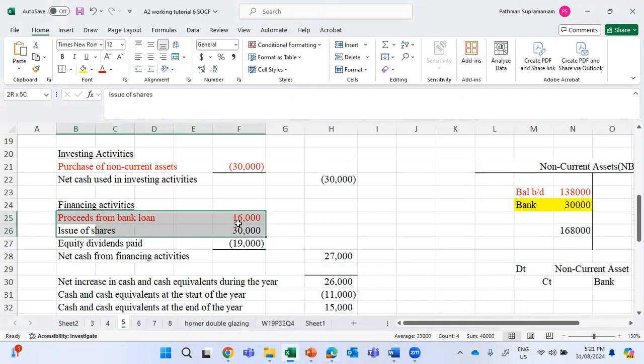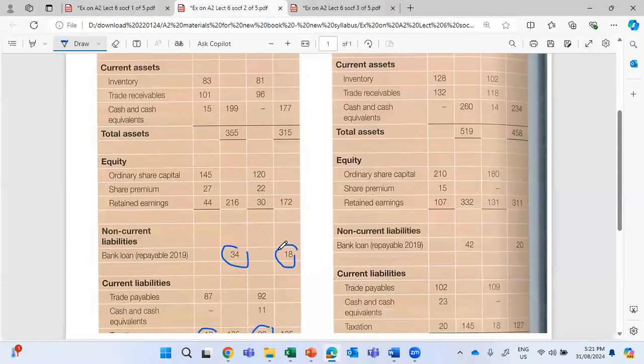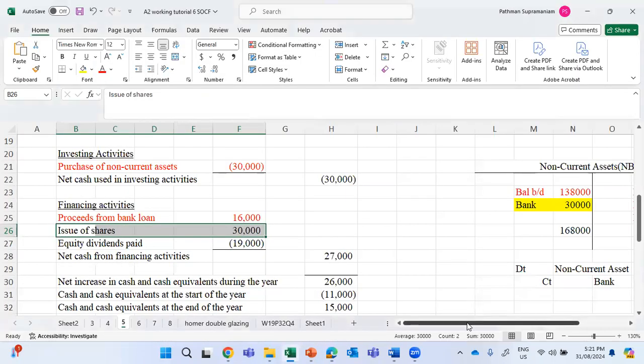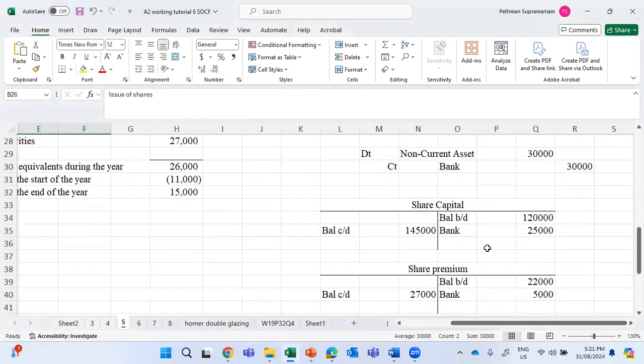Then the issue of shares, 30,000. If you notice here, the share capital has increased from 120 to 145. So that's an increase of 25,000. I've shown it here. From 120 is the balance brought down, 145 is the balance carried down, so the increase is 25,000. But that's only the nominal.